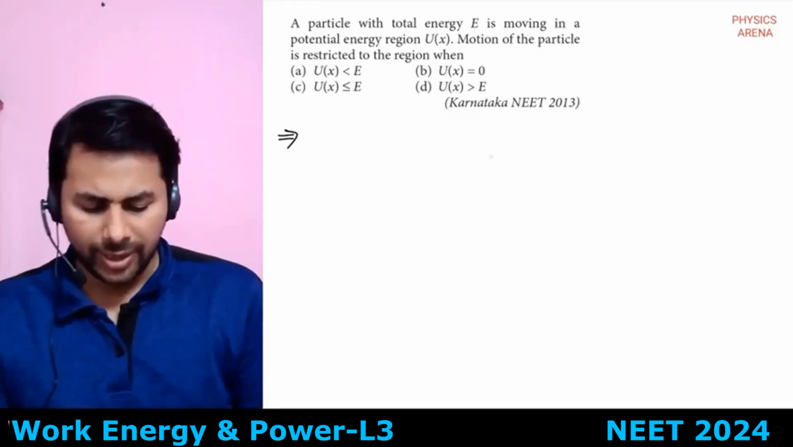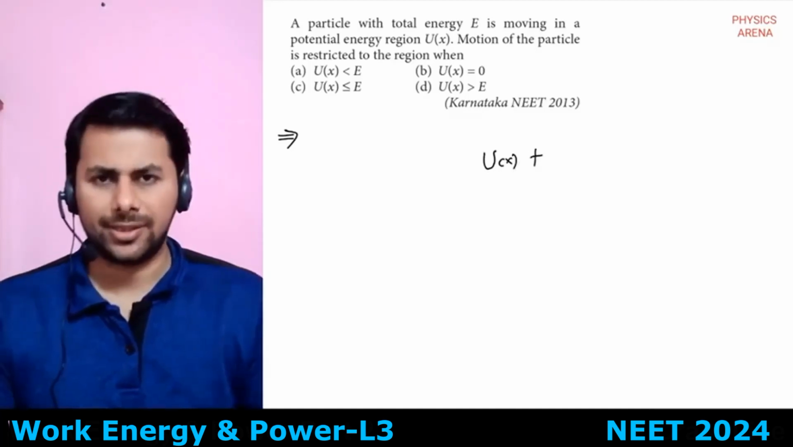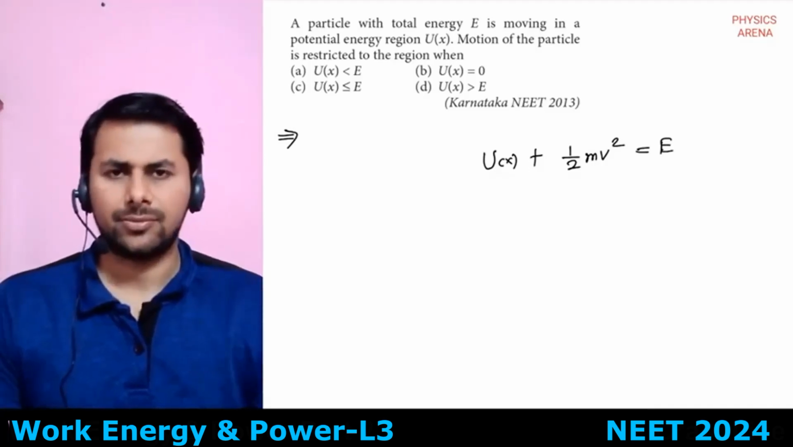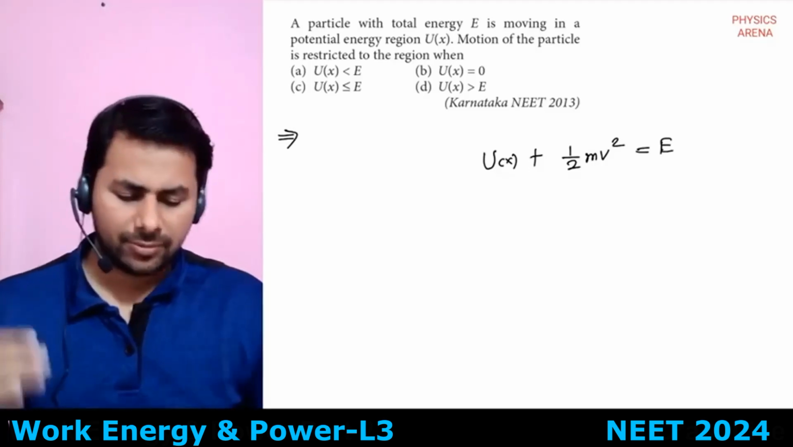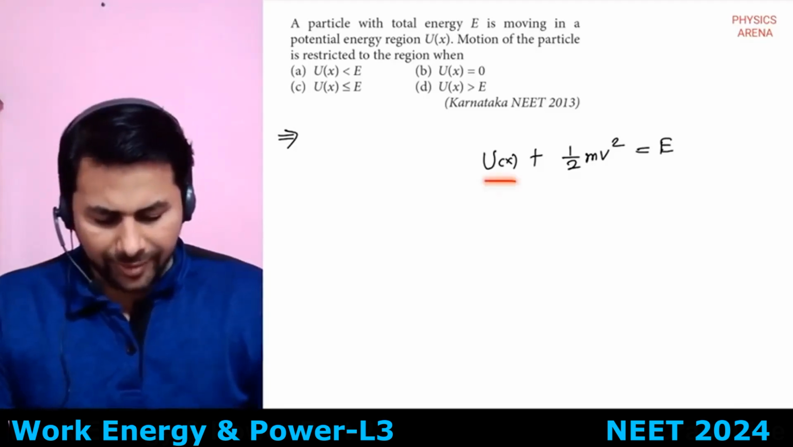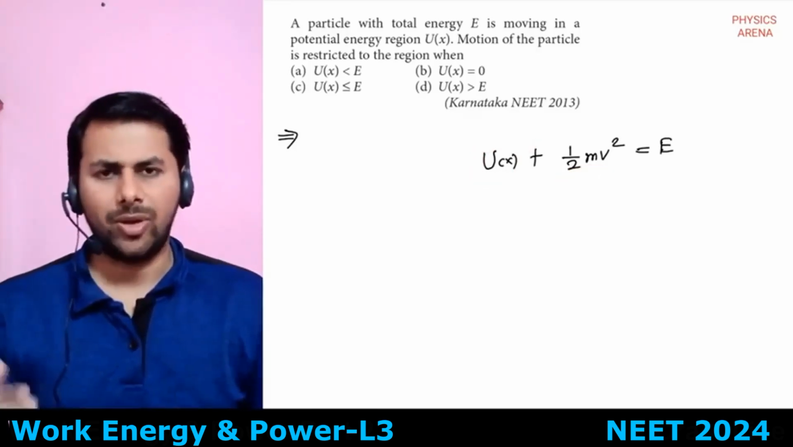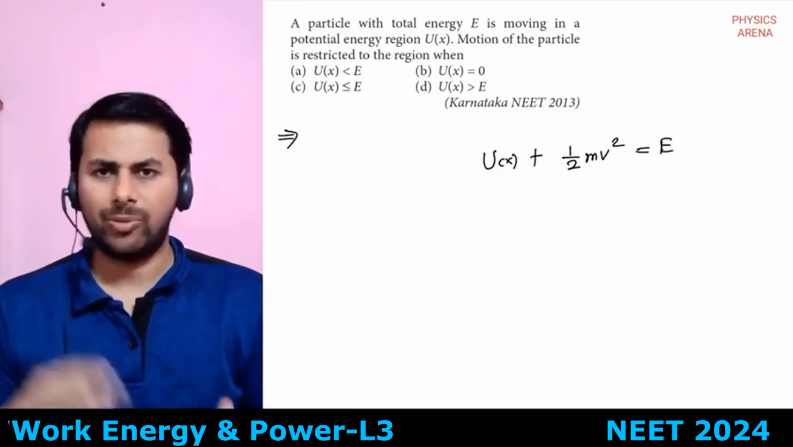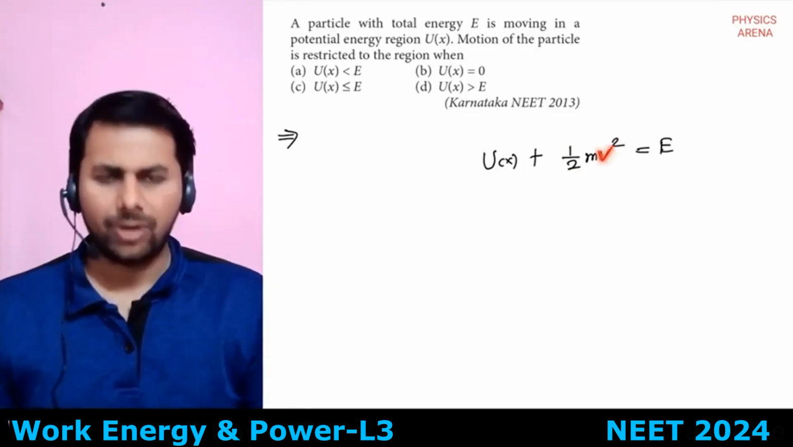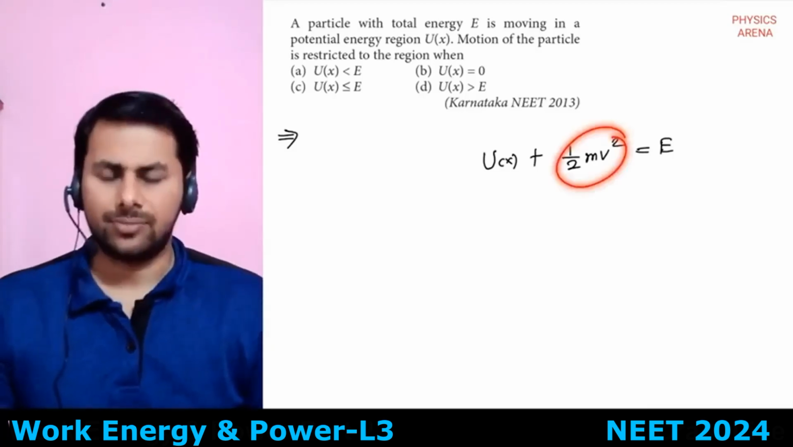This is simple. A body will have, in general, a potential energy U(x) plus some kinetic energy, which is half mv square, and that's equal to E, right? Apart from these, a body can have several other energies. But the kinetic energy will always be positive. Potential energy can be positive, it can be negative. Kinetic energy will always be positive because v can be positive or negative, but its square will always be positive. So this is positive, okay?